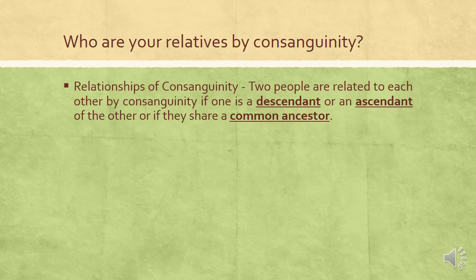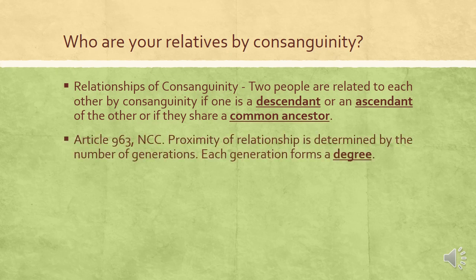Now, when you talk about relatives by consanguinity, you cannot do away without discussing some provisions in the new Civil Code relating to consanguinity. Here they are. Let's start first with Article 963 of the new Civil Code. It states, and I quote, proximity of relationship is determined by the number of generations. Each generation forms a degree.